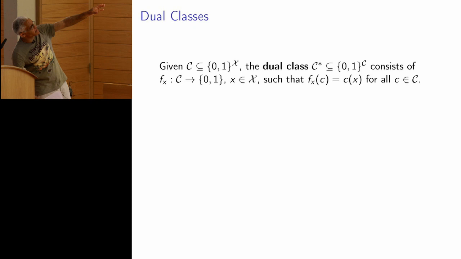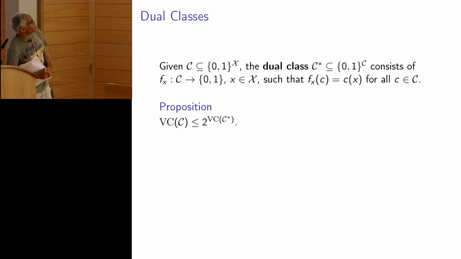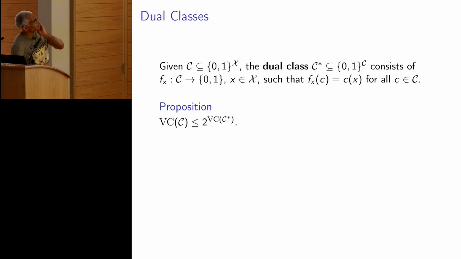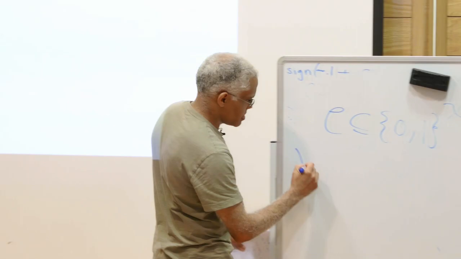And the claim is as follows. The VC dimension of C is less than or equal to the VC dimension of, I think I actually wanted to say the other. Somehow I wanted to state it this way.